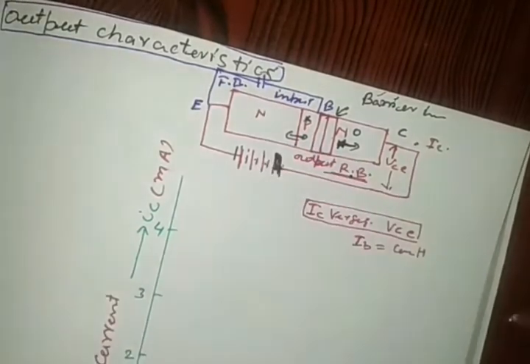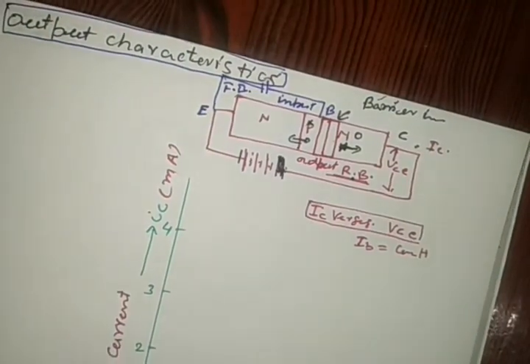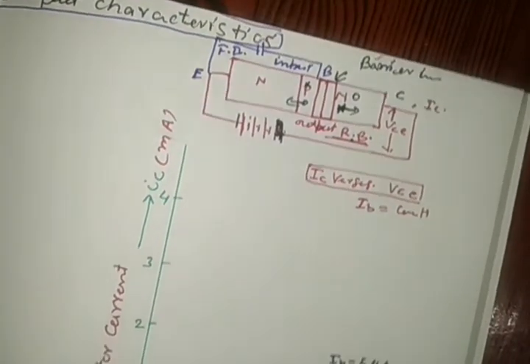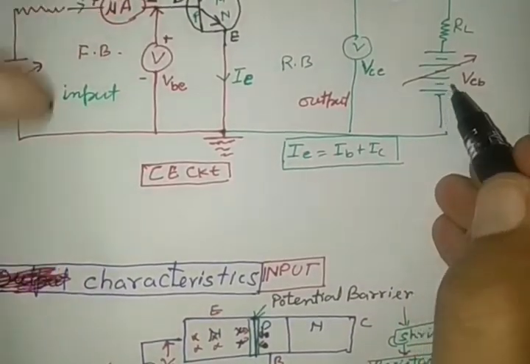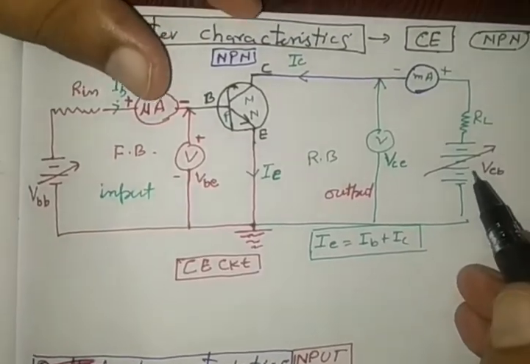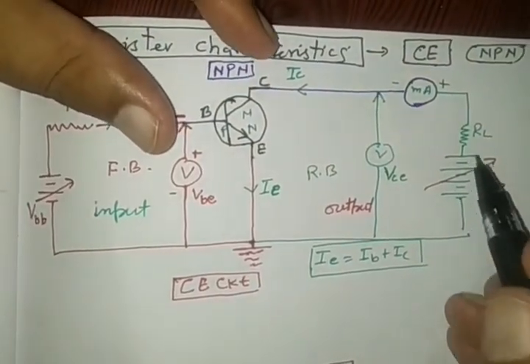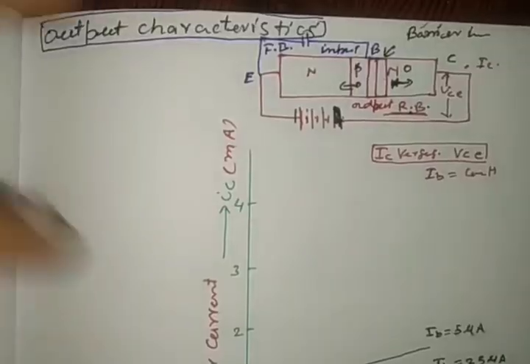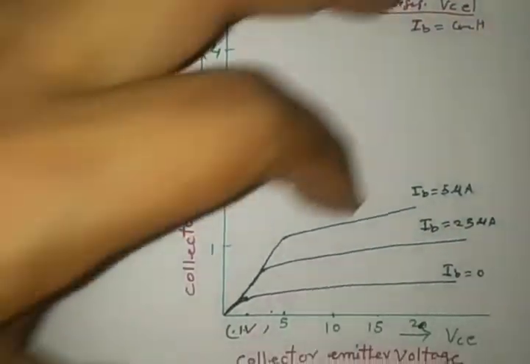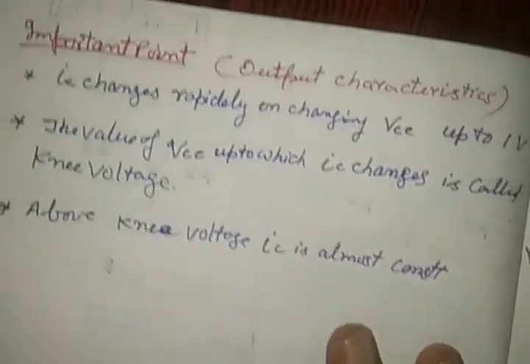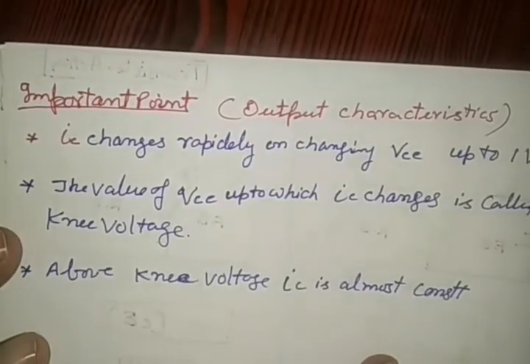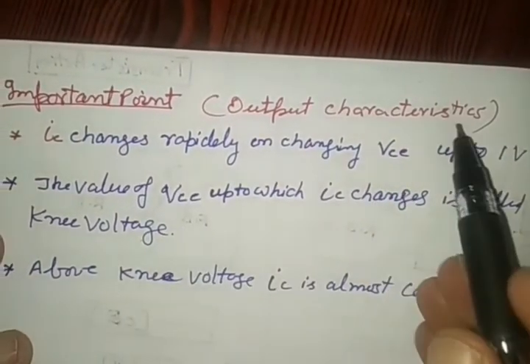When all the minority charge carriers cross the potential barrier region, there is no effect on increasing the voltage in the circuit, and the current is almost constant at different input values. So by this graph, these are the points obtained. This is an important point regarding the output characteristic.